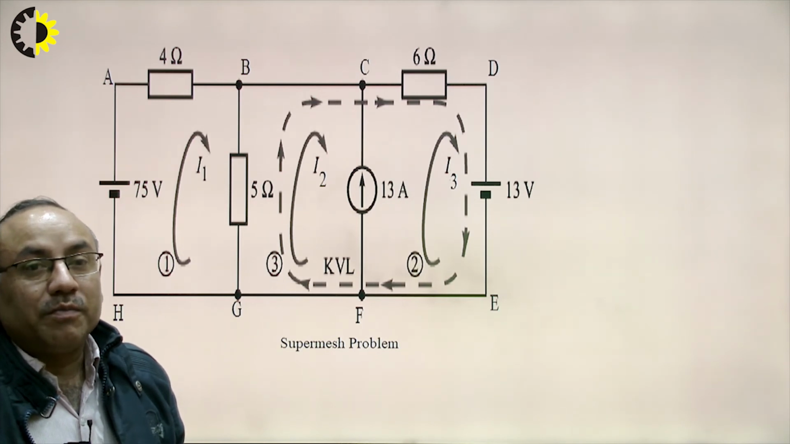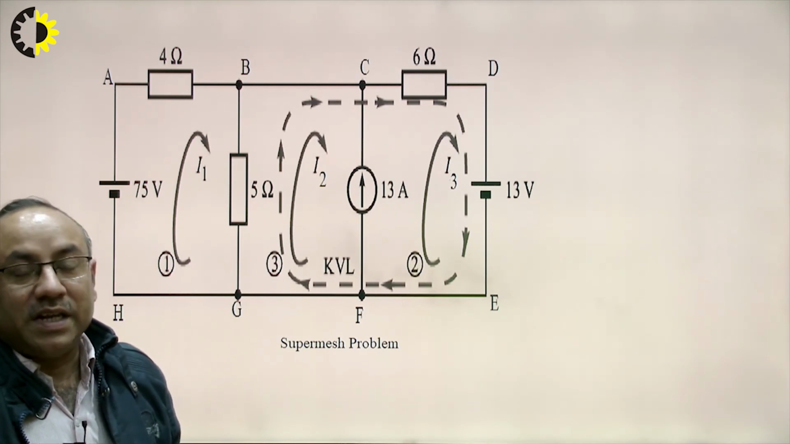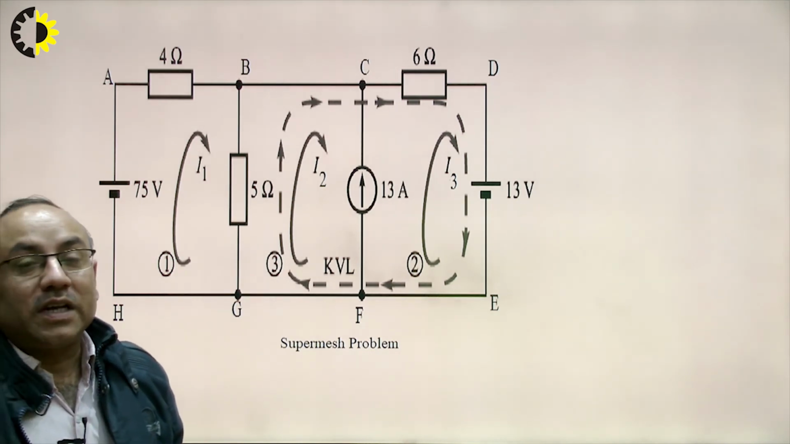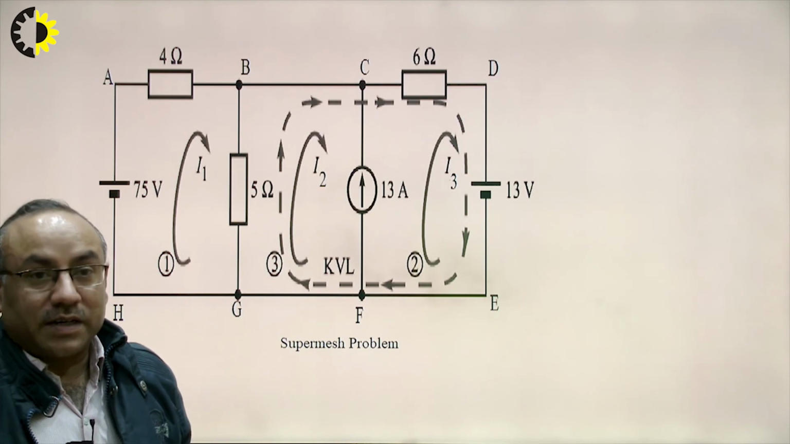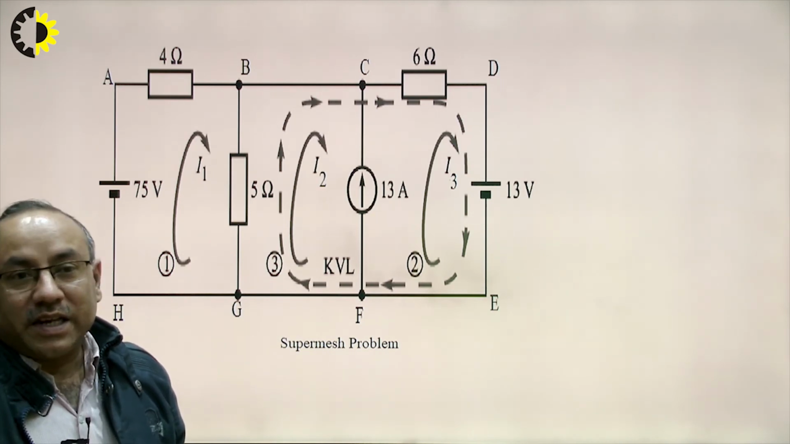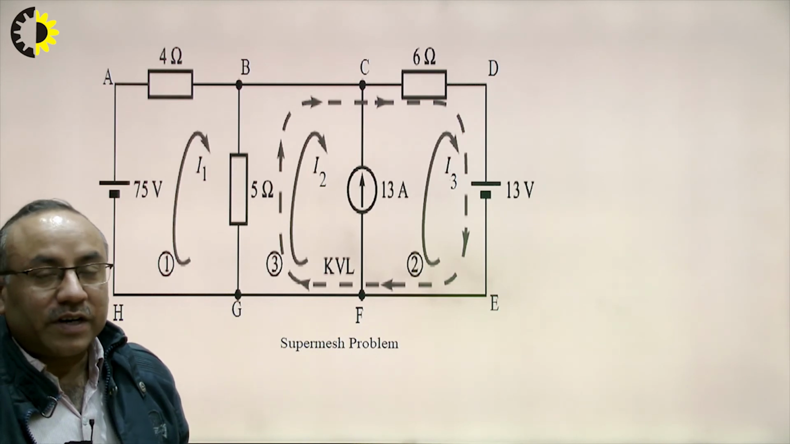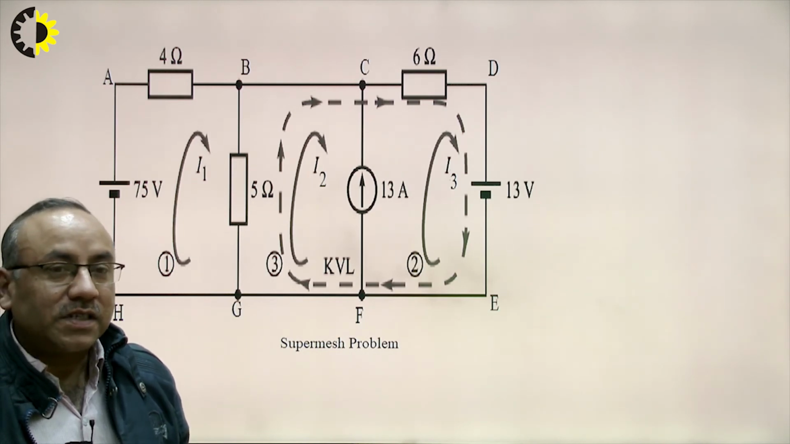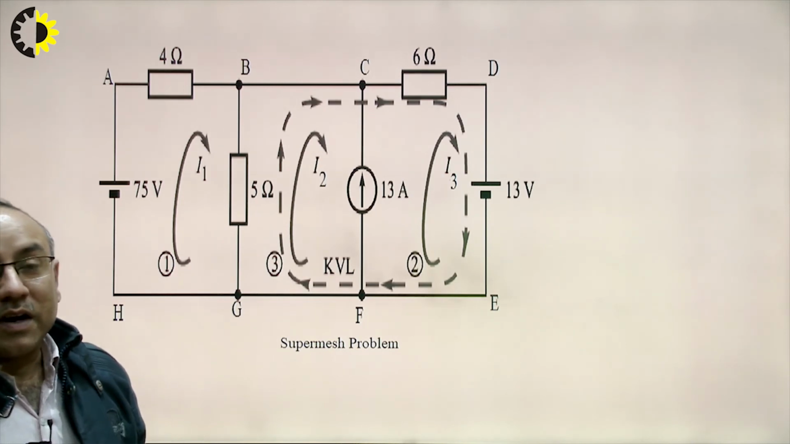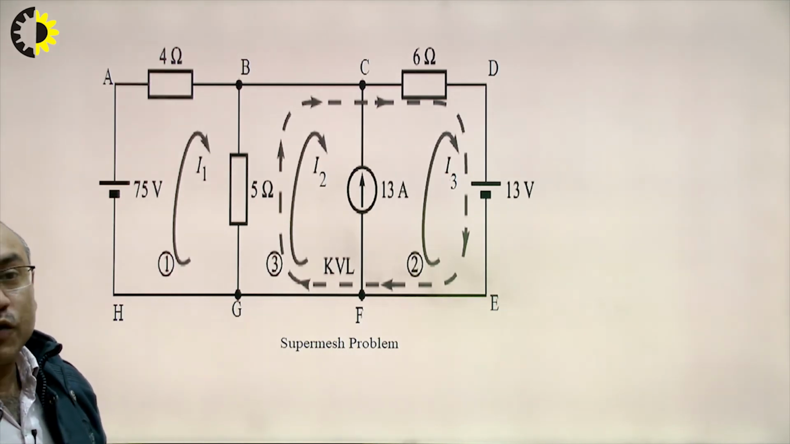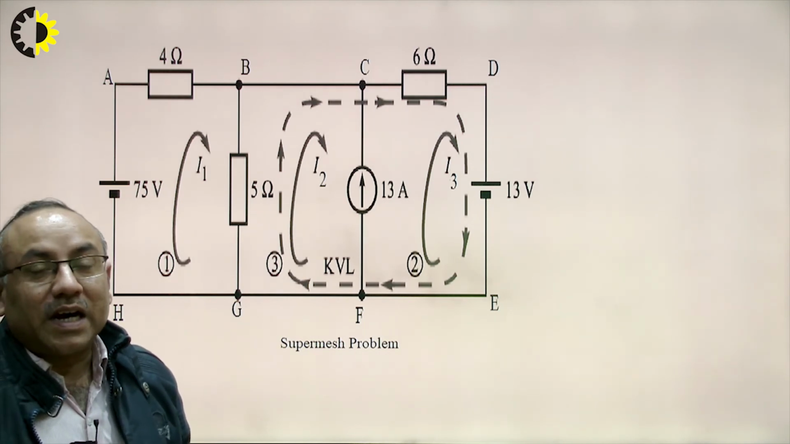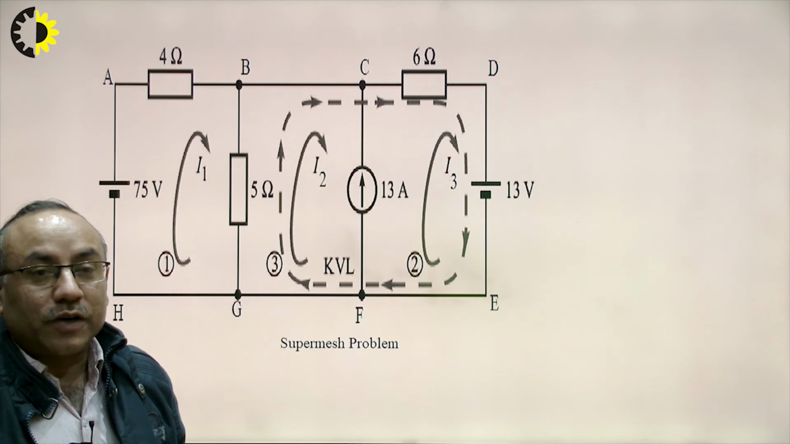So, in the outer loop BDEGB, we write the KVL equation for this circuit. Now we have three equations and three unknowns, I1, I2 and I3, and after solving those equations we can find these three unknowns I1, I2 and I3. Now, when we are taking this outer loop BDEGB, what do we do? We assume any arbitrary orientation for this outer loop also.